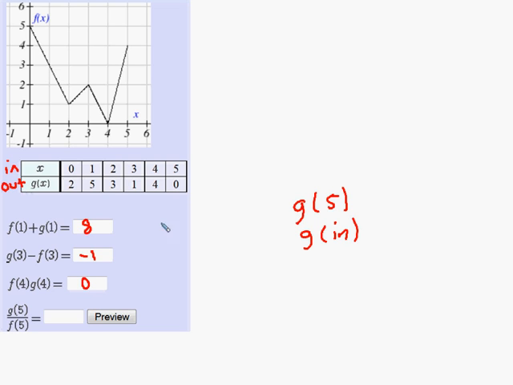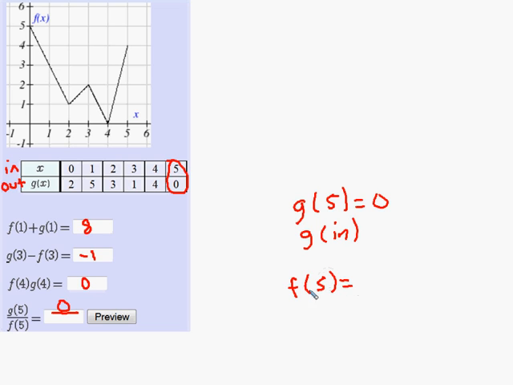So when you go to the chart, notice there's a 5 here, there's a 5 there. Be careful, I want the 5 that appears in the input row. So go all the way up here to where the input is 5, and notice that if you plug in 5, g outputs 0. So g of 5 is 0. So I'll put a 0 in my numerator. Again, 0 divided by anything is 0 in math, so I don't need to find f of 5. But I think it's good practice to find it anyway.